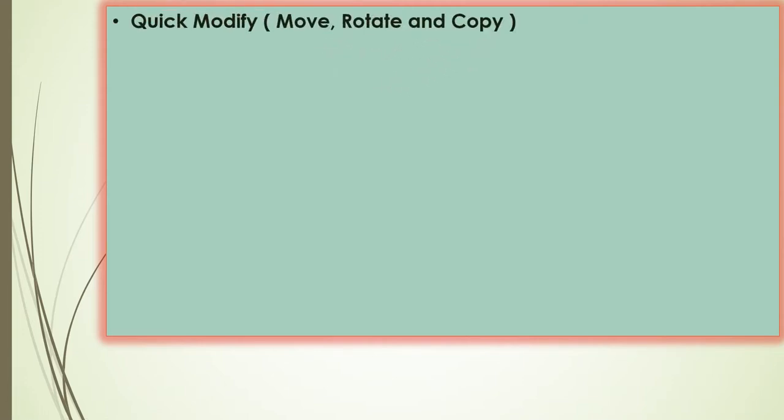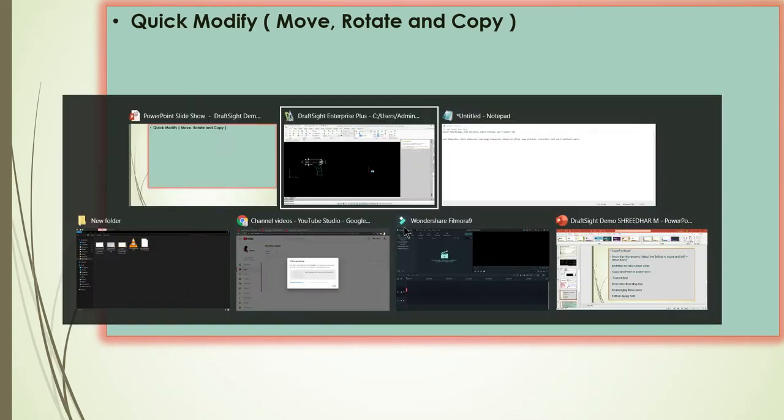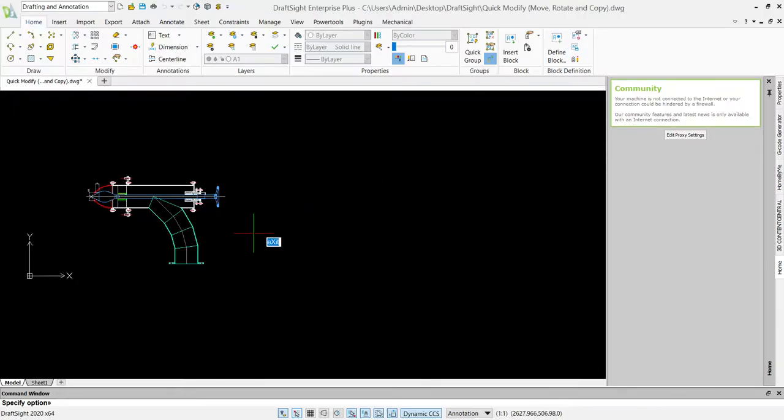Here I go with the quick modify tool, that is move, rotate and copy. I'll go to DraftSight here. I'll specify the entity which I want to move first. I'll go here, I'll select quick modify and I'll select this.